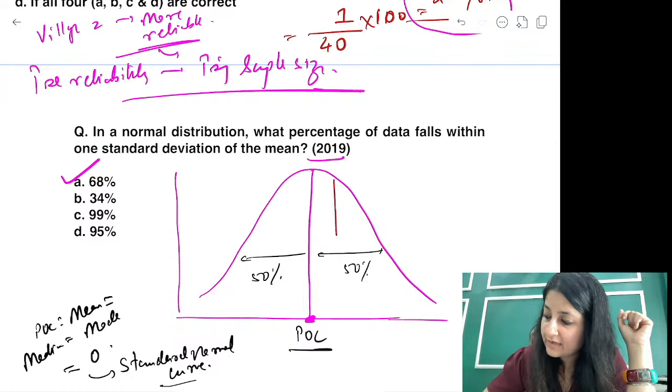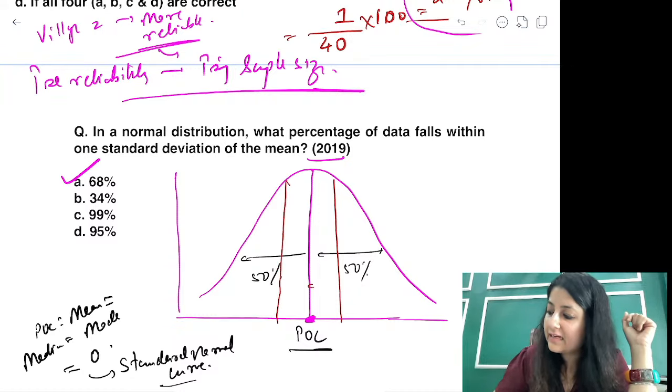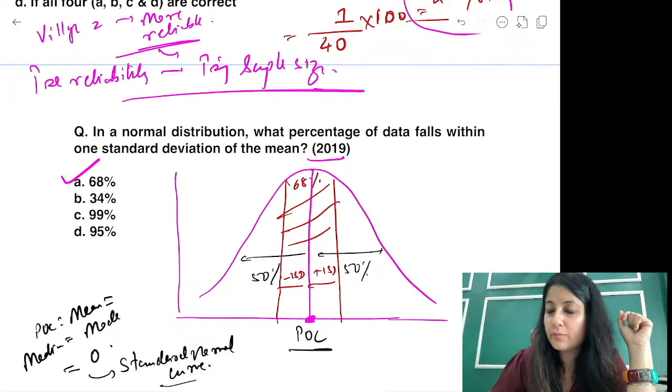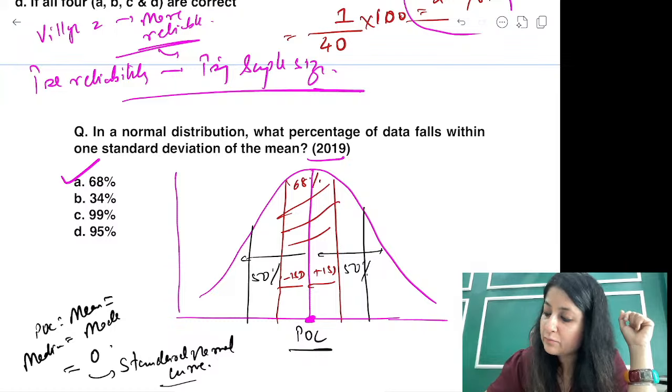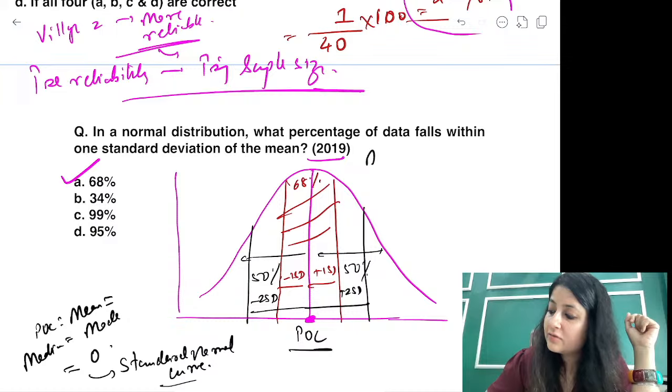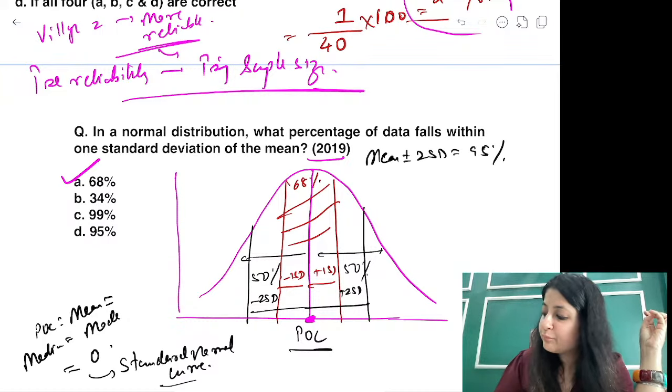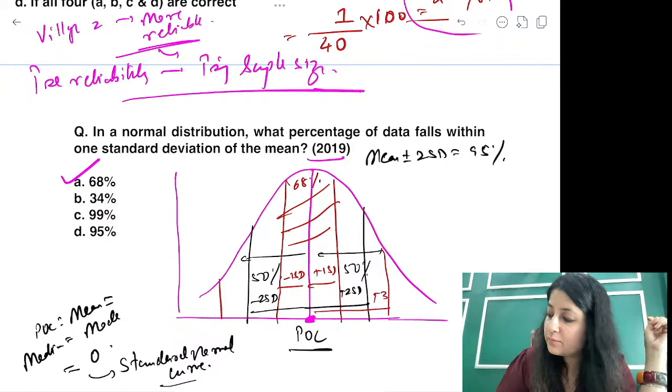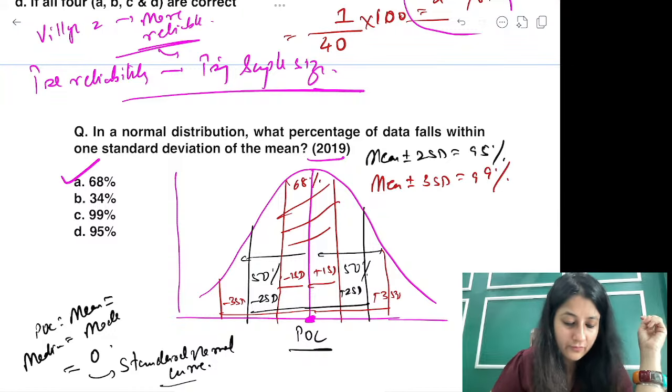Now I'm going to drop a red line here. This cuts my data set at plus 1 SD on the right side and minus 1 SD on the lower side. How many values come in this? 68% of observations. But if I draw a line like this, a black line, this cuts my data set at plus 2 SD and minus 2 SD. So mean plus minus 2 SD covers 95% of observations. And suppose I drop another line like this. This is plus 3 SD this side, minus 3 SD this side. So mean plus minus 3 SD covers 99% of observations.